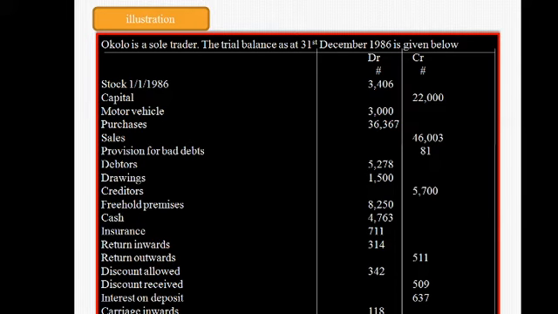There we have an illustration. This illustration here is going to take us back to treating prepayment and accruals. We will still meet bad debt and provision for bad debt, and we'll equally provide for our depreciation today, and we'll equally treat discount allowed and discount received. Here in the illustration we have a man called Okolo, a sole trader. This is the man's trial balance: stock, capital, motor vehicle, purchases, sales, provision for bad debt, debtors, drawings, creditors, freehold premises, and so on and so forth.